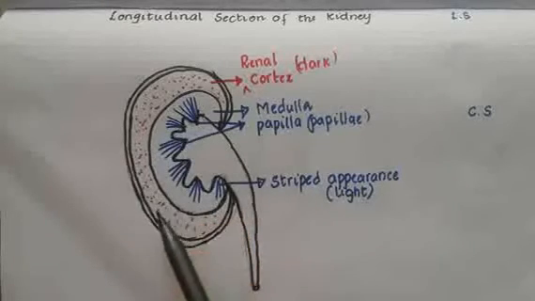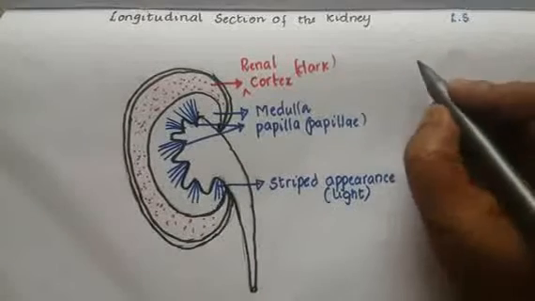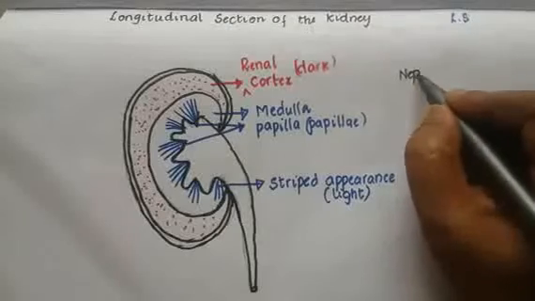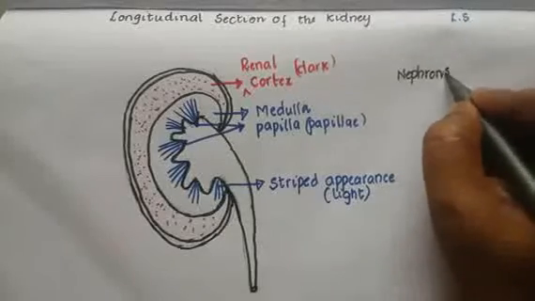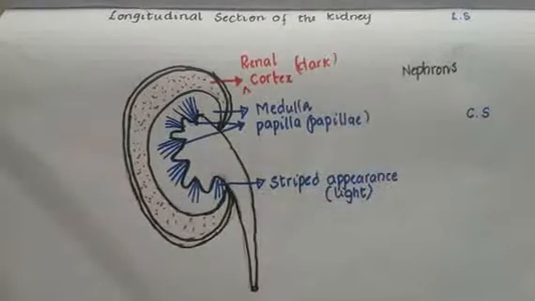In these two regions of the kidney, we find a number of microscopic or smaller units, and those smaller units found in the kidney we name nephrons. So, kidney comprises millions of nephrons, which are the structural and functional units of the kidney. These nephrons carry out the formation of urine. Along with that, they also help in osmoregulation.